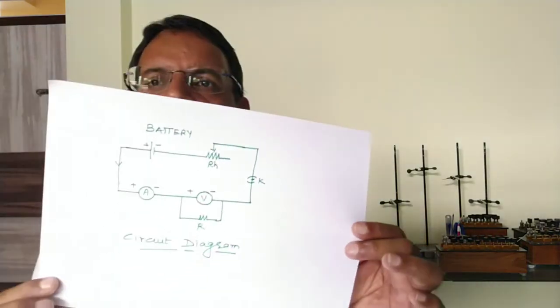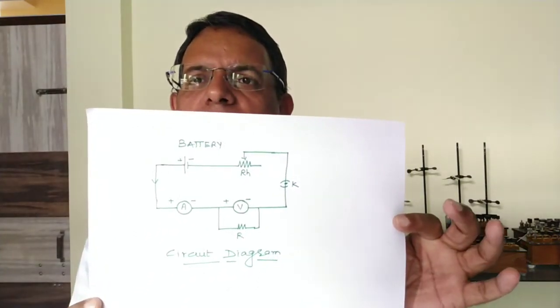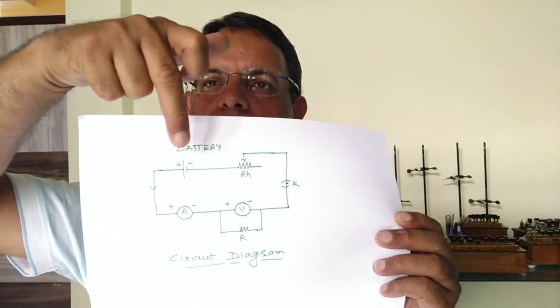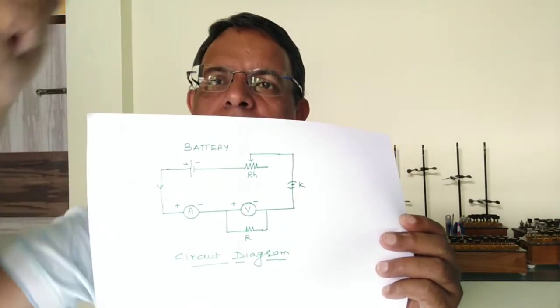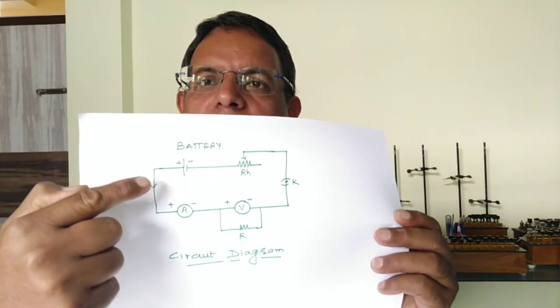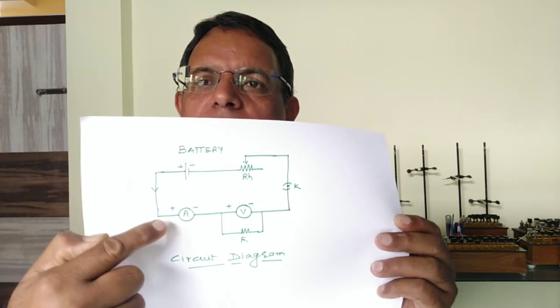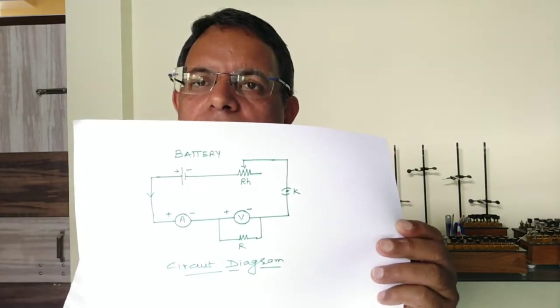Now here is the circuit diagram that we are going to follow. You can see a very simple circuit diagram. I have used a battery on the top. The battery has two terminals, plus and minus. Begin with the positive terminal of the battery. Connect the ammeter. Battery positive and ammeter positive are connected together in series.